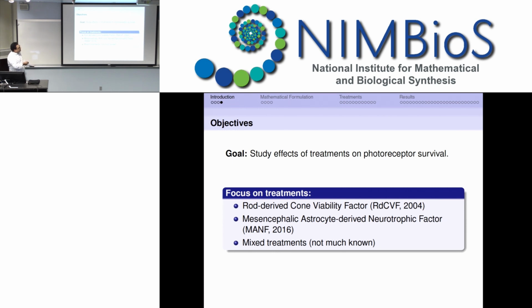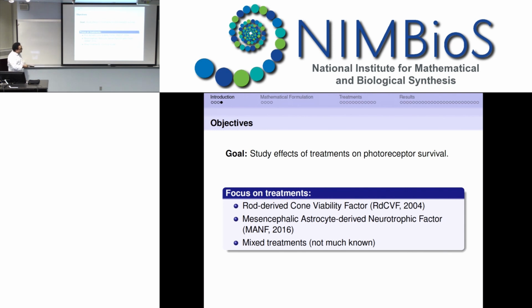So what we're going to do is take some of these experiments, and we're going to formulate this optimal control problem and see if we can reproduce this survival rate of photoreceptors to what was obtained in the laboratory. The second one is, I always mispronounce this, but I'll just call it MANF. And this is a little more recent. The focus on this one is to reduce the rate of apoptosis that's observed in the photoreceptors.